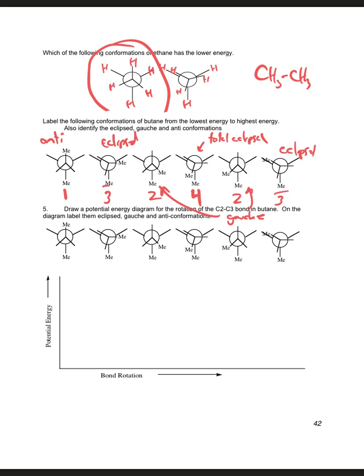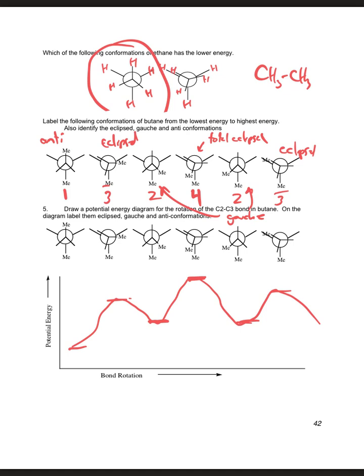So if we look at this bond rotation, the first one, anti, is here. Then the fourth one is the highest. Then the third one over is lower, and the second one is higher. And so the third and fifth are the same height, and the second and sixth are the same height. And then you just think about the mountain range that goes in between those, and that's the potential energy diagram for the bond rotation around that.